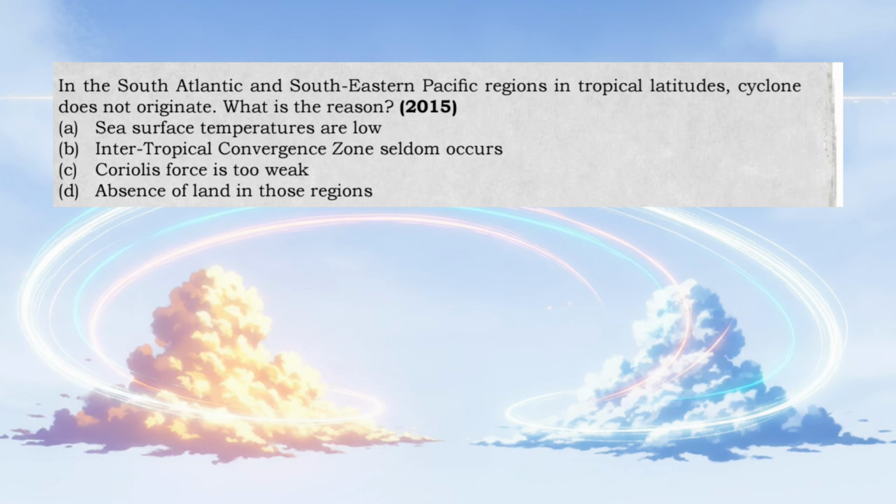In the South Atlantic and Southeastern Pacific regions in tropical latitudes, cyclone does not originate. What is the reason? Option A, sea surface temperatures are low. Option B, intertropical convergence zone seldom occurs. Option C, Coriolis force is too weak. Option D, absence of land in those regions.